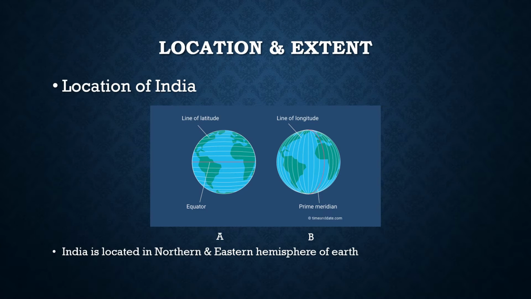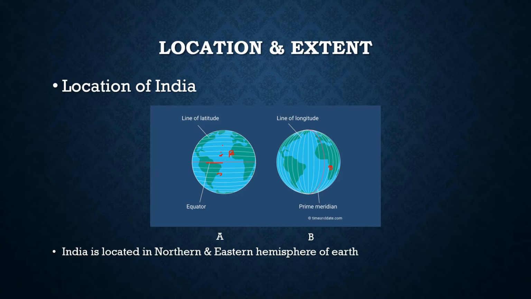Now let's see the exact location of India on the earth. India is located in the northern and eastern hemisphere of the earth. Now see, there are two diagrams. Let's see first a diagram. See, equator is shown there. The red line shows equator. Because of equator, there are two parts of the earth, that is northern hemisphere and southern hemisphere. So India is located in northern hemisphere.